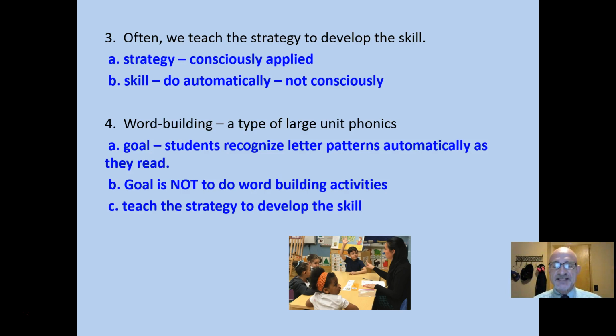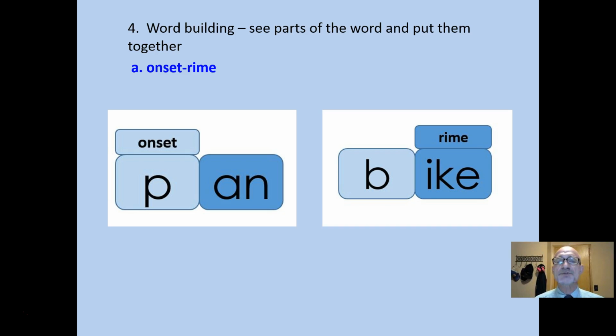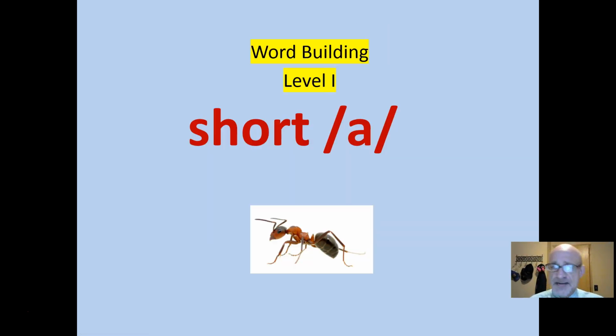Now, word building is a type of large unit phonics. The goal is for students to recognize letter patterns. That's a form of analogy as they read. The goal is not to do word building activities. We teach the strategy to develop the skill. Word building is you see parts of a word and you put them together. You build them. This is a form of onset-rime. Onset is the beginning part. Rime is the word family or the other part. Onset-rime, or word building.